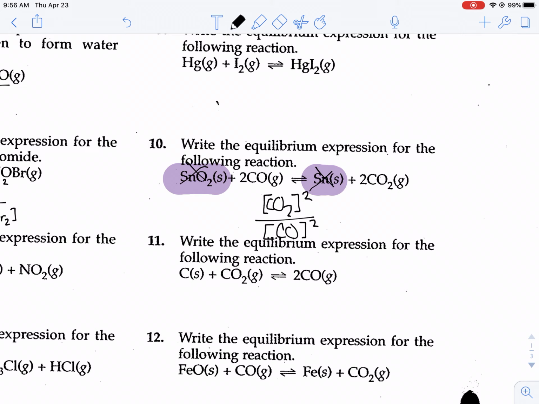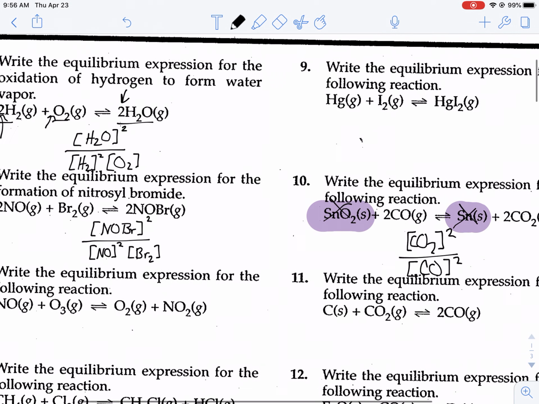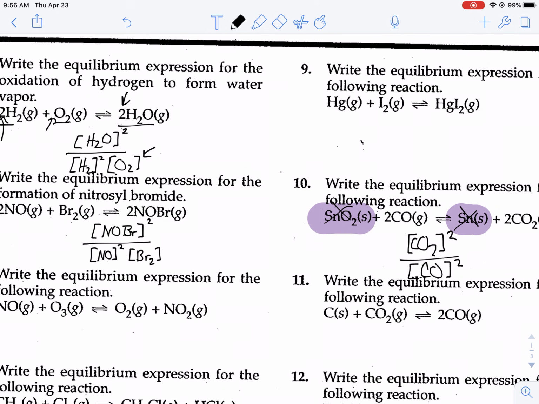Please make sure that you understand that the square brackets mean concentration, and that you always use the coefficient as the exponent.